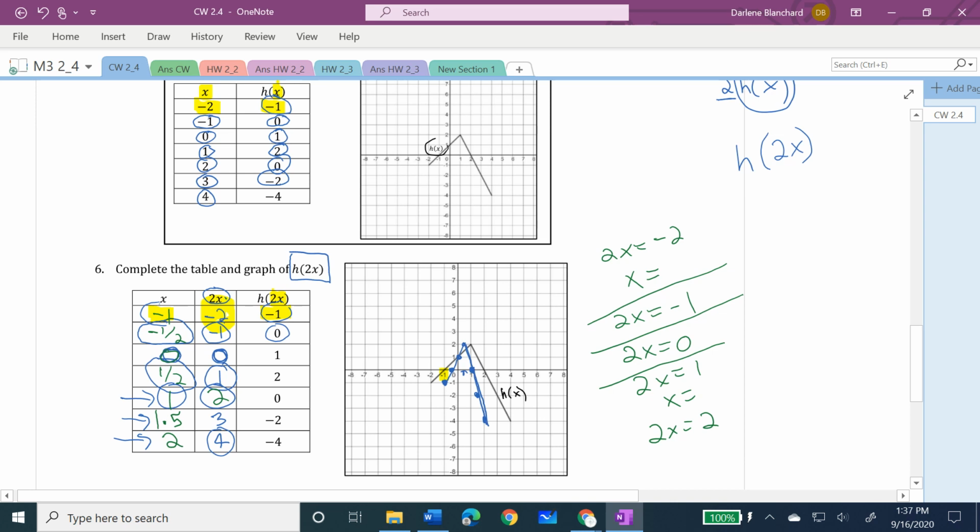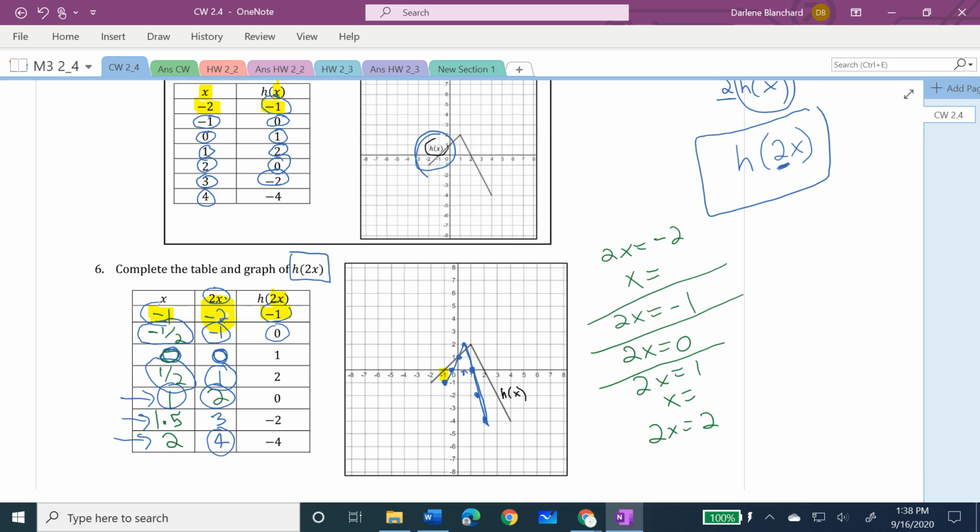I want you to take a good look at that graph. I'm trying to help you understand why this happens. But what you need to know is, if you have the graph of a function h of x to begin with, but you multiply the x by 2 before it goes into the function, what you actually have to do is take all the x coordinates that you see and divide them by 2 instead of multiplying by 2.